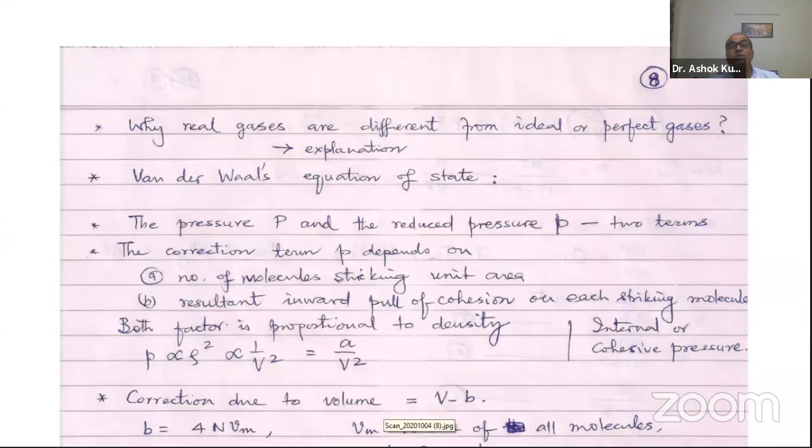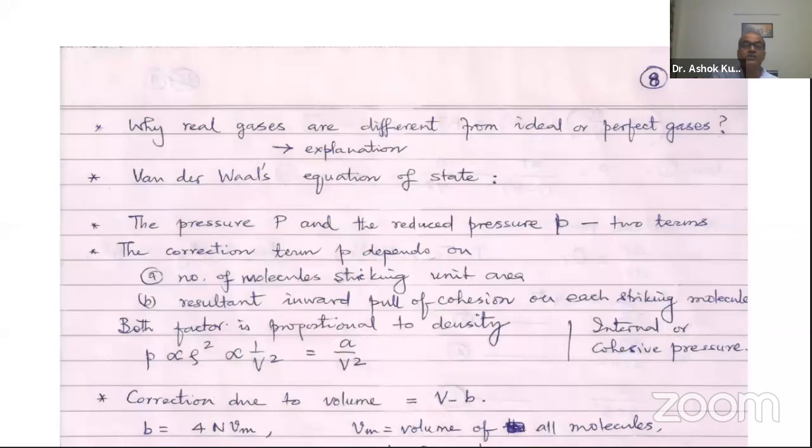Now we come to the kinetic theory and molecular motion. These two aspects are over. Now we come to real gas. We have very little time. Real gases are the gases which we deal with. All gases are real gases, and real gases are not ideal gases.